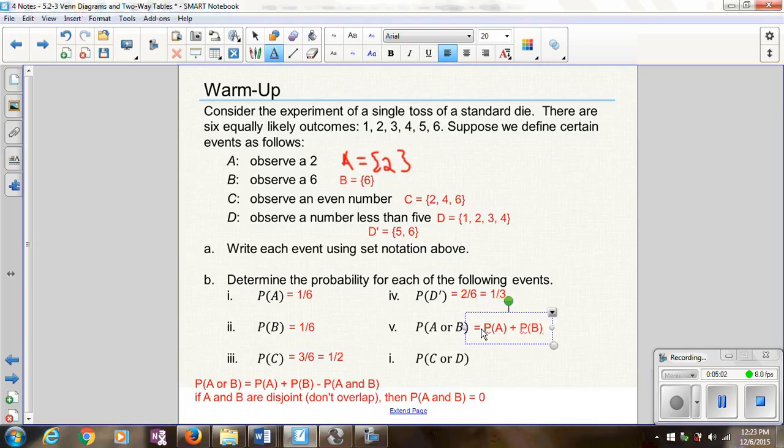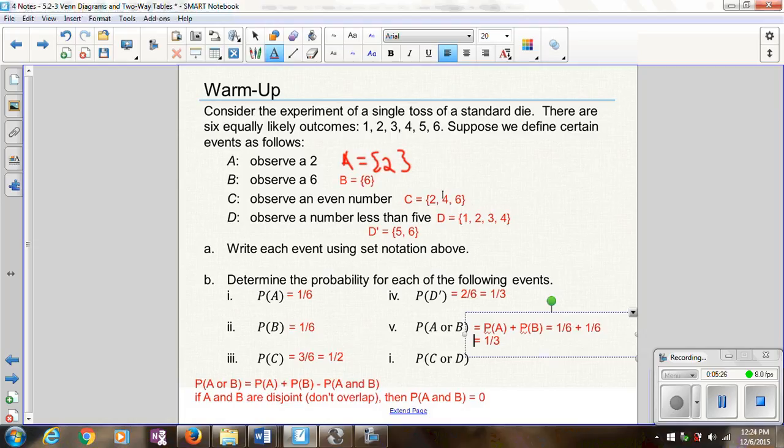And in this case, I know that that is going to be 1/6 plus 1/6, which is going to equal 2/6, which is going to end up being 1/3. Now, if we look at the next one, we've got the probability of C or D.